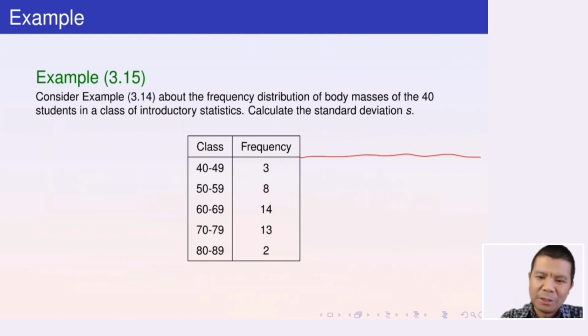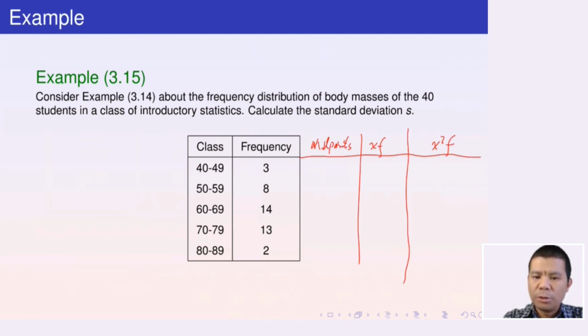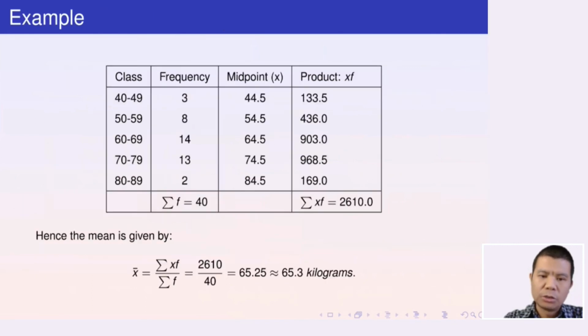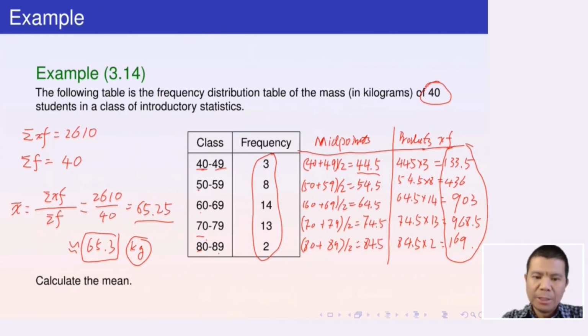Let me add the midpoints here, and you want to have the products xf and x squared f. We already found the midpoints and xf in a previous example. If you can see here, we already found all the midpoints and this product. Now we need another column for x squared times f.